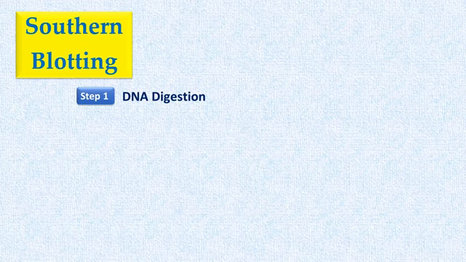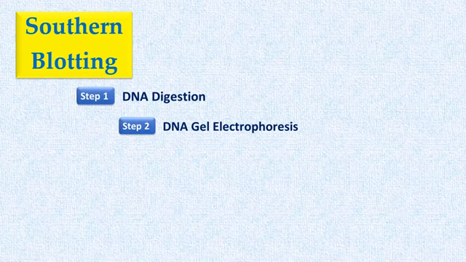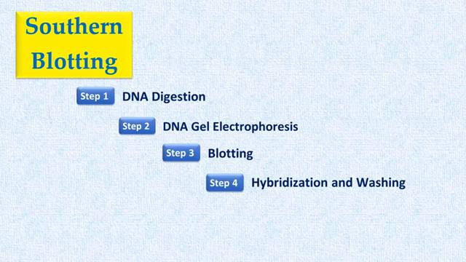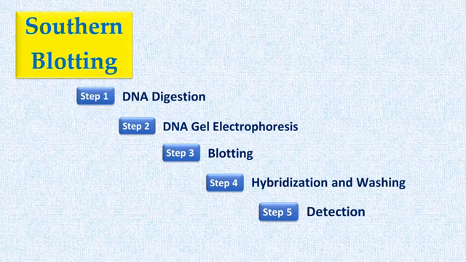Let's summarize today's lecture. In Southern blotting, a mixture of DNA fragments is prepared by restriction digestion. These DNA fragments are then separated by gel electrophoresis. Next, they are transferred and immobilized to a solid support such as a nylon membrane. Once immobilized, the DNA fragments present on the membrane are incubated with a specific probe. The hybridization takes place between the probe and the DNA fragment that has complementary base pairs. In the last step, the location of the hybrid is detected by detection of the probe.